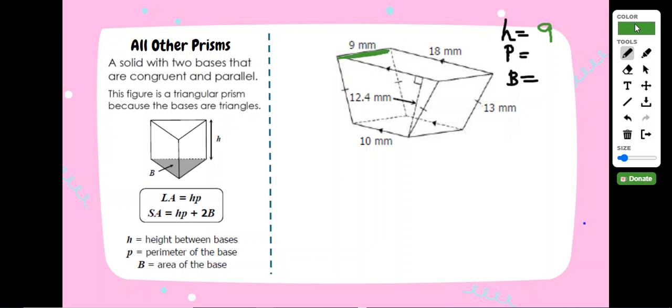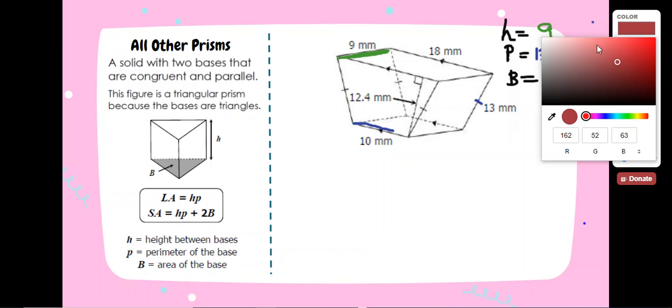Okay, perimeter. Looks like we've got an isosceles trapezoid here. So this side and this side are congruent, and it's marked here as 13. So we have 13 plus 13, or 2 times 13 if you'd like, plus our bottom base of the trapezoid, which is 10, and our top base of the trapezoid, which is 18.